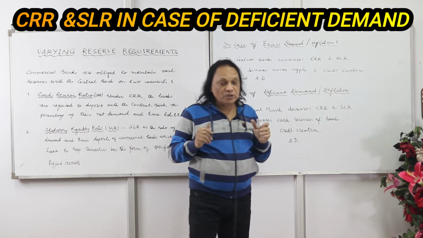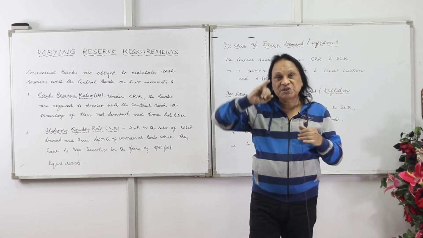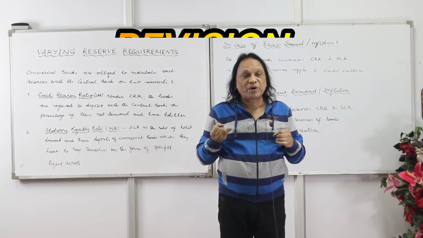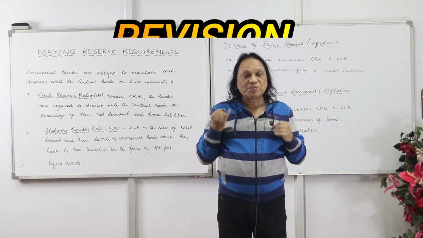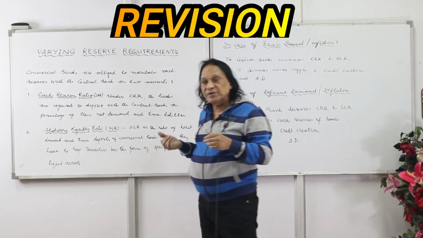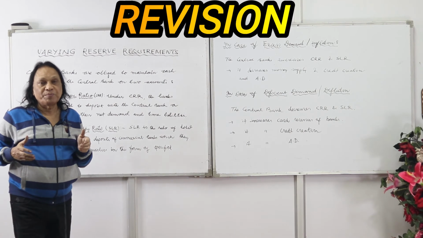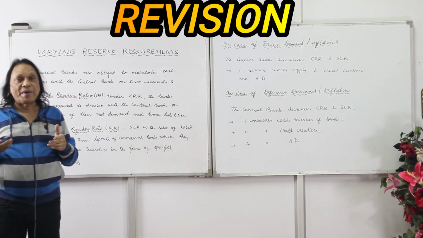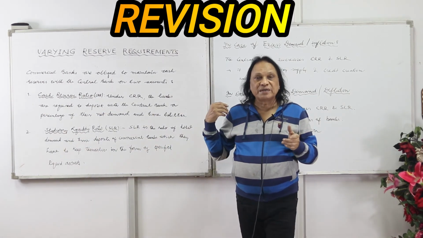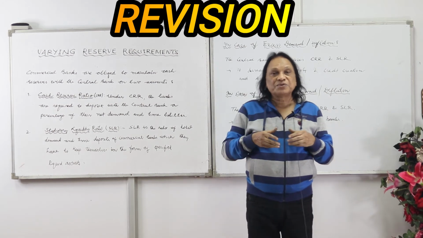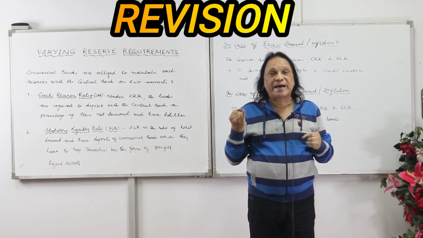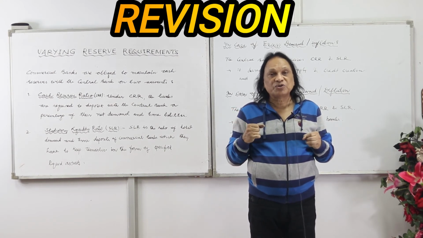So we repeat once again what we have seen. The first thing you remember, monetary policy. Monetary policy is the central bank's money supply and credit control policy. Under monetary policy, one of the most important instruments is varying reserve ratio. What exactly is varying reserve ratio? Varying reserve ratio means commercial banks are obliged to keep some cash reserves with the central bank. Under varying reserve ratio, there are two reserve ratios the commercial banks have to follow as per the guidelines of the central bank. One is cash reserve ratio and the second one is statutory liquidity ratio.